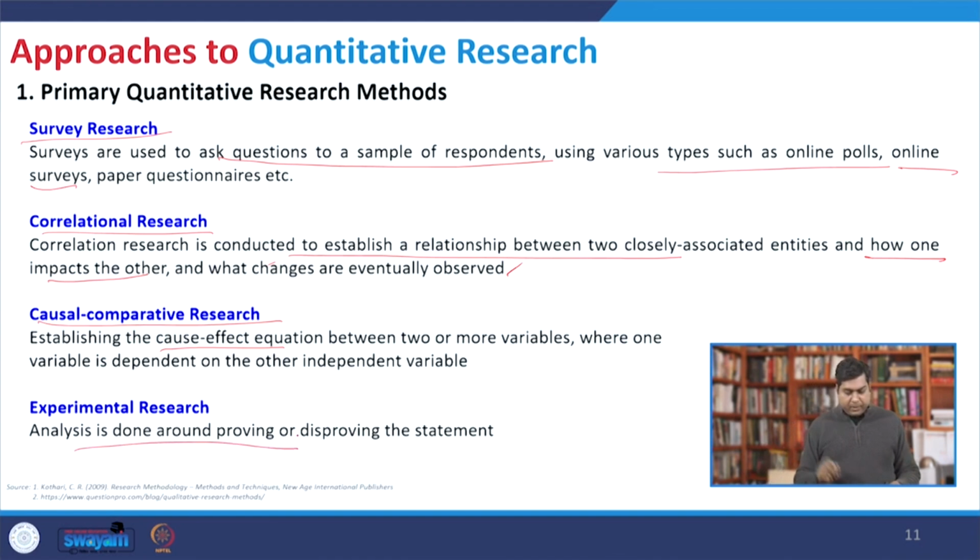Then we have experimental research. In this case analysis is done around proving and disproving a statement. Here we set up the experiment, we have a certain hypothesis, and then we test it. So that is proving and disproving the fact.